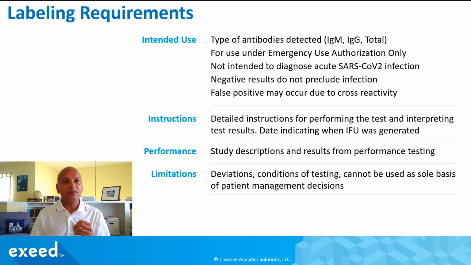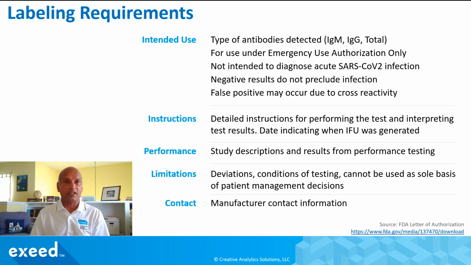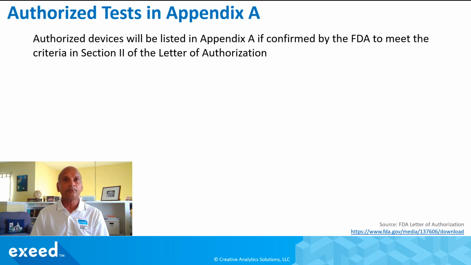You have to mention the limitations, for example, deviations. What are the conditions of testing under which the test may not perform very well? And you have to say that it cannot be used as a sole basis of patient management decisions. You have to provide that limitation. And you have to provide manufacturer contact information. So there's a lot of labeling requirements. I would recommend reading the EUA carefully to make sure you are covering all of those requirements.